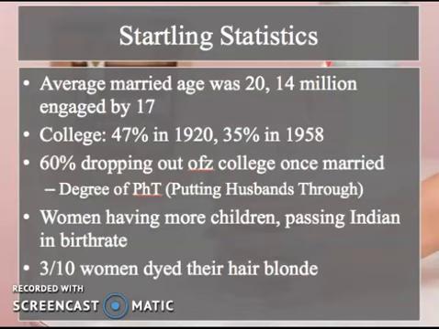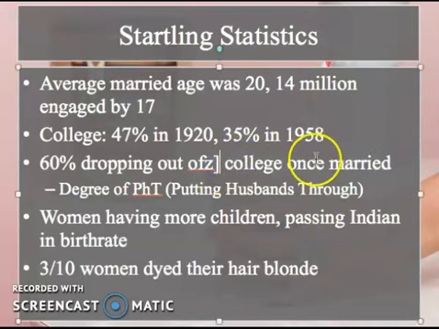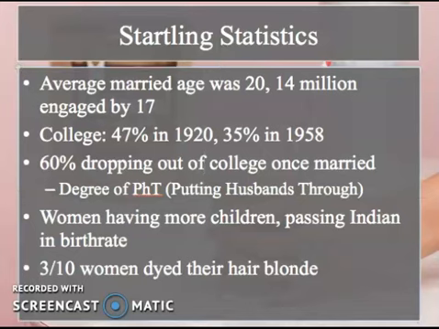Average married age was 20, 14 million women were engaged at the age of 17. Women going to college dropped from 47% in 1920 to 35% in 1958, with 60% of them dropping out of college once married, to put their husbands through. Women were having more children, passing India in birth rate. And 3 out of 10 women were dyeing their hair, blonde in particular.